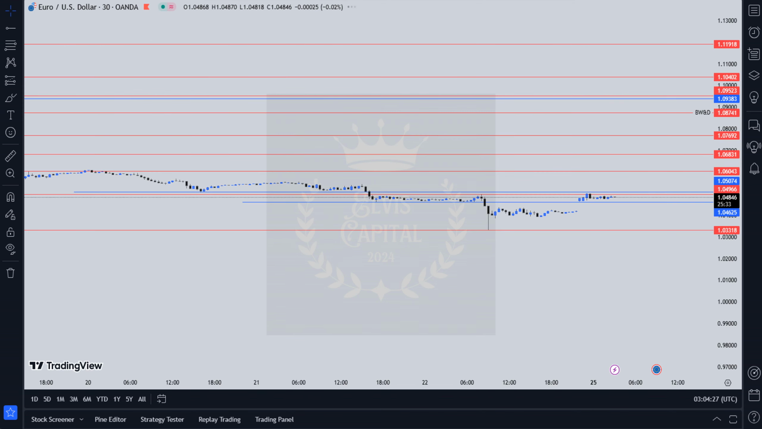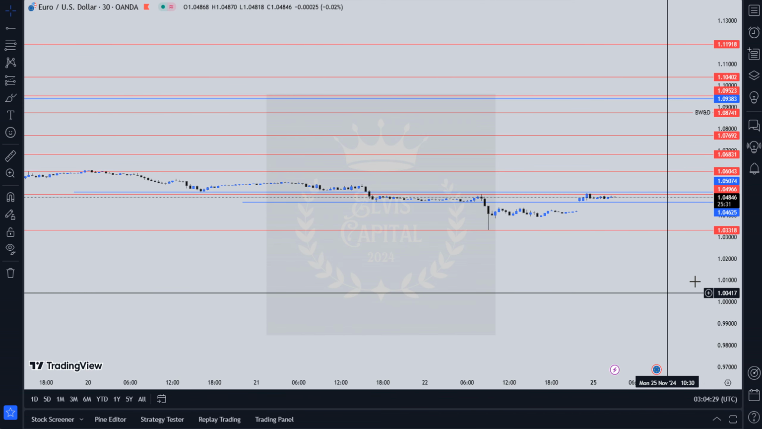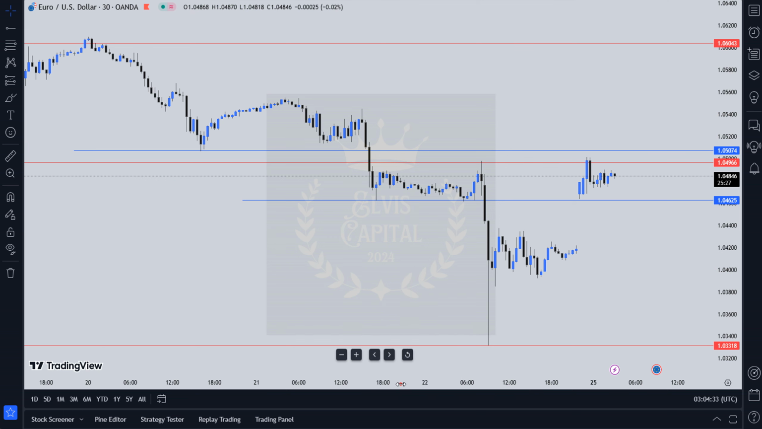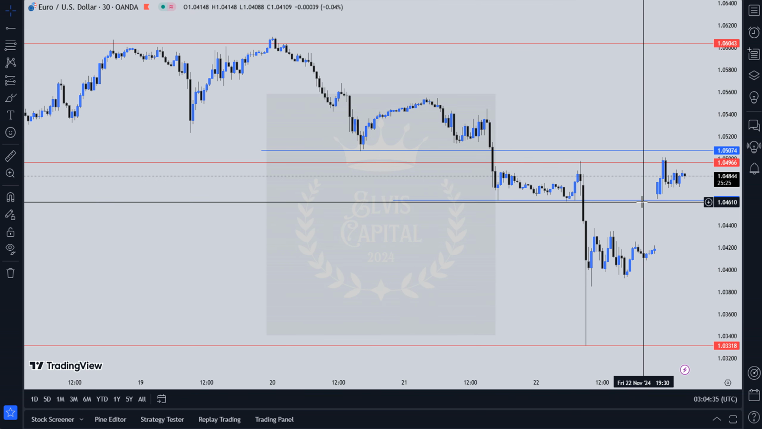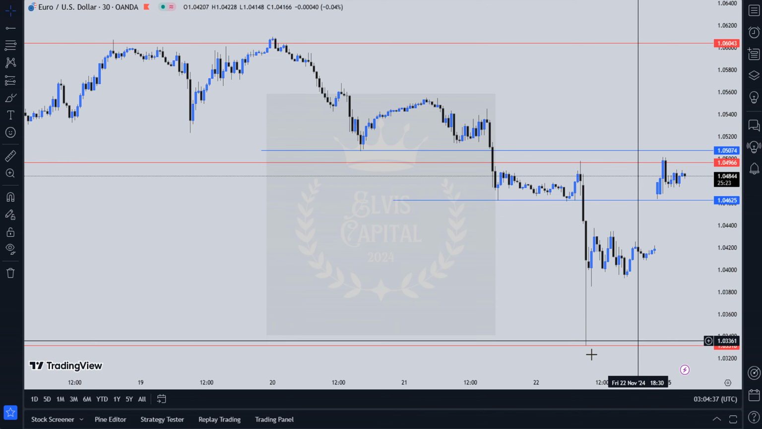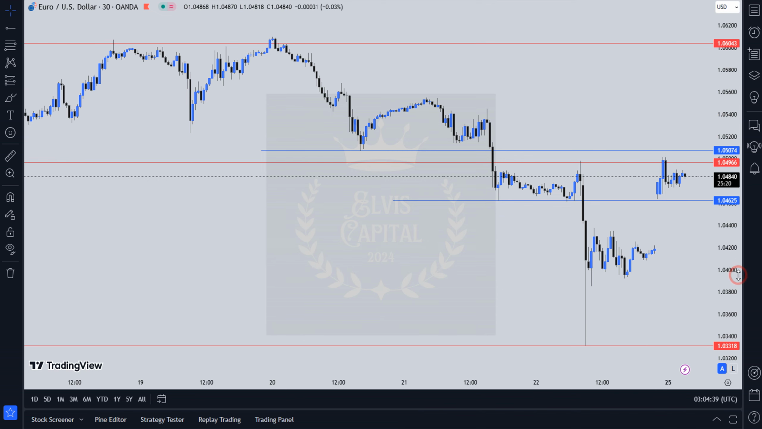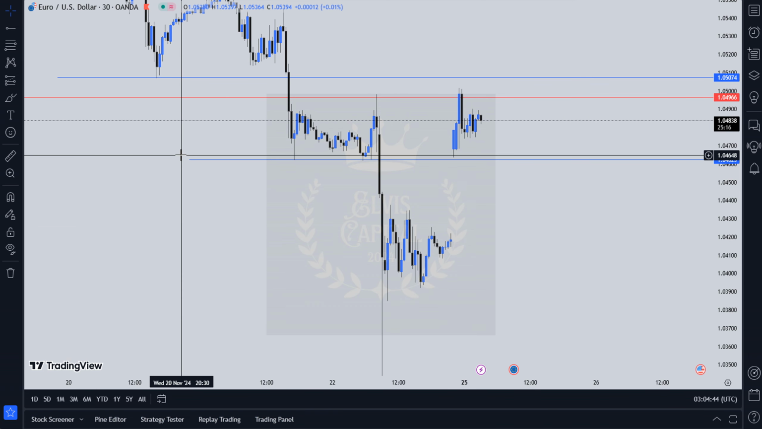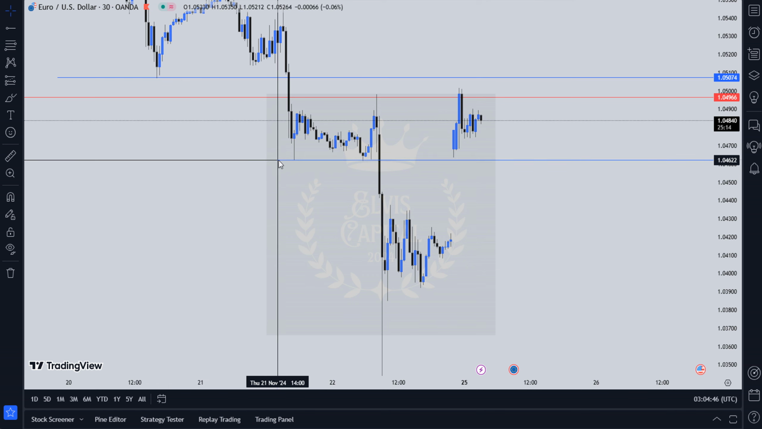So if I go into my 30 minutes time frame, this is what I can see. Here's the gap that price made. Here's the gap. So all eyes are on this point. My eyes are now on this point over here.